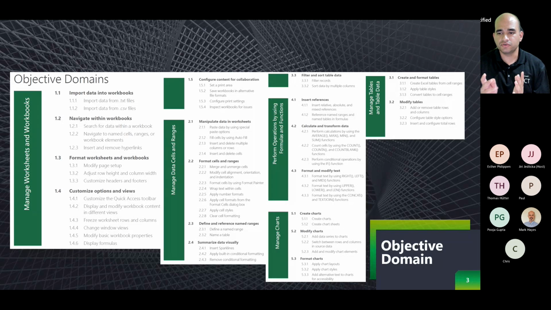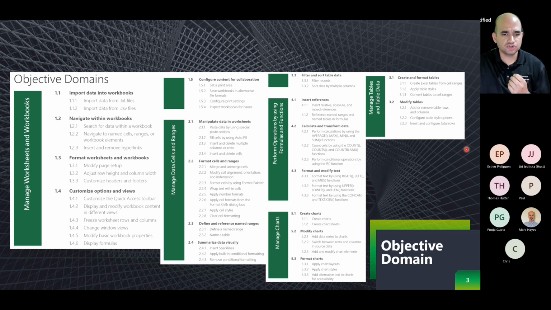Then manage data cells and ranges would be 20 to 25%. Manage tables and table data, 15 to 20%. Performing operations by using formula and functions, 20 to 25%, and managing charts, 20 to 25%. So you'll find that Microsoft really wants you to know more formulas and functions. There's a variety of them provided. We have some of your summary calculations you have to do, some of your conditional operations, looking at text functions that you need to know really well.